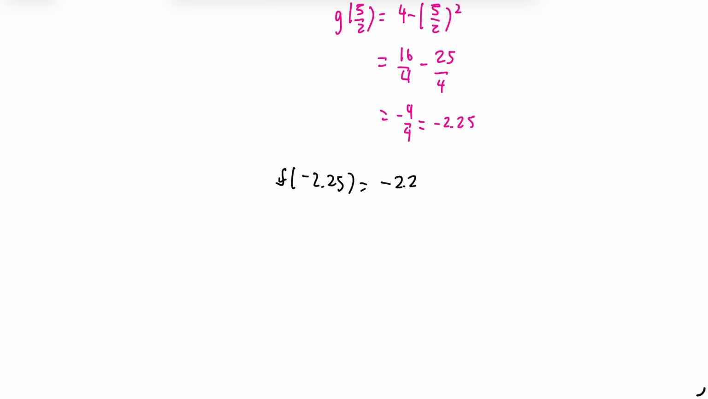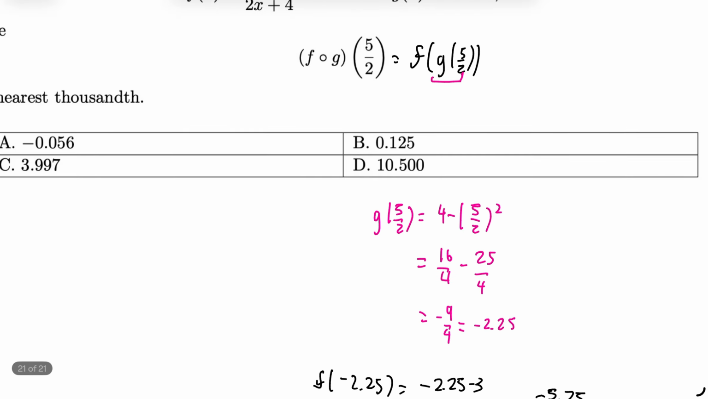We have negative 2.25 minus 3, divided by 2 times negative 2.25, all plus 4. So you get negative 5.25 divided by negative 0.5, and that's 10.5. So that matches with our option D right here.